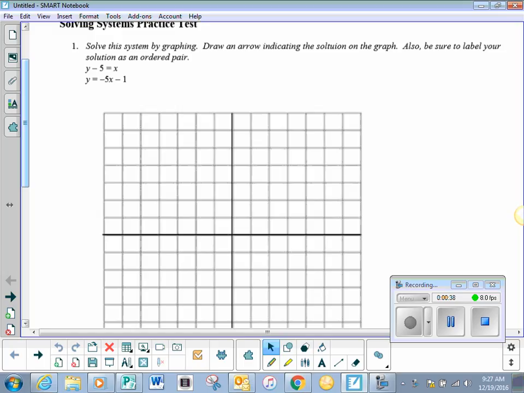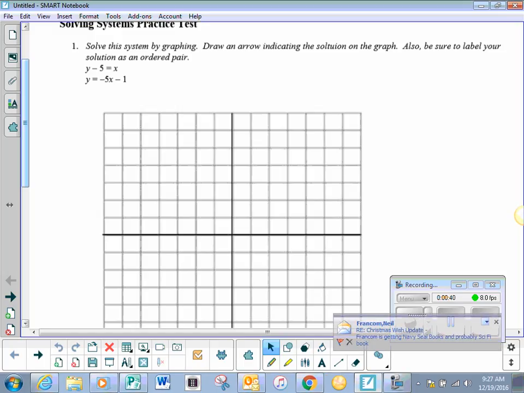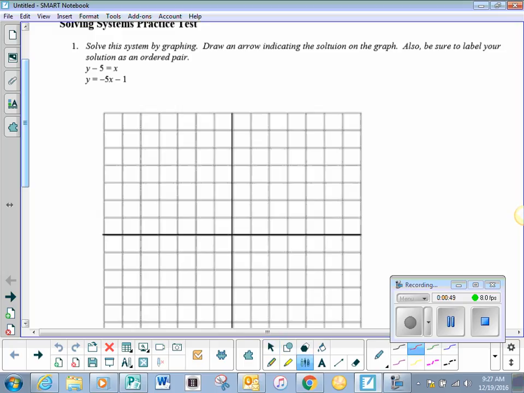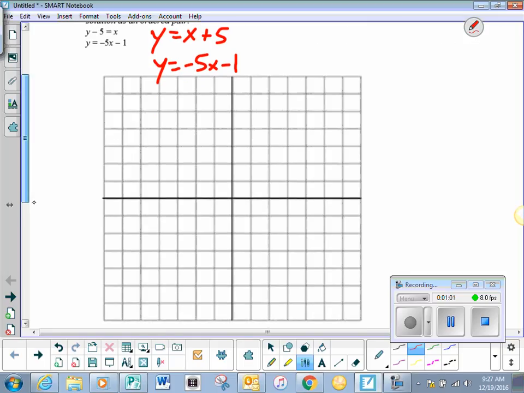When we solve systems of equations by graphing, we need to graph both lines and look for the intersection. In order to graph the first line, we need to get y alone. So you'd have to add 5 to both sides to get y equals x plus 5. And then the other one is y equals negative 5x minus 1. So let's start with the top one. We're going to start at 5, 1, 2, 3, 4, 5. And we're going to rise 1, run 1, or negative 1, negative 1. And there's our first line.